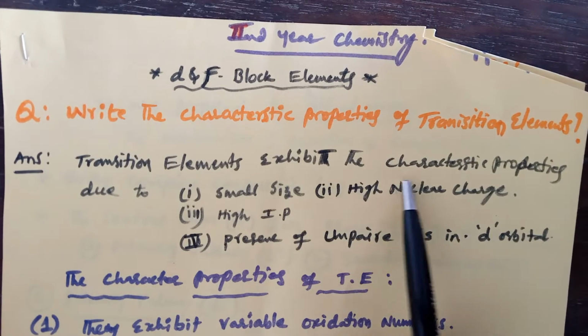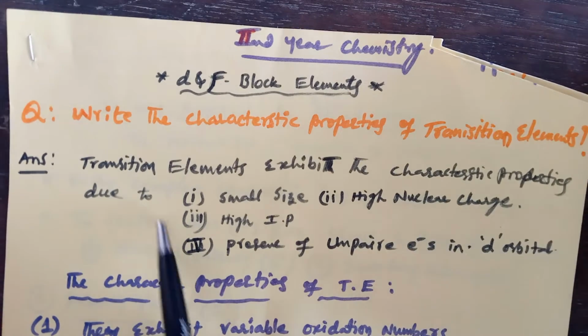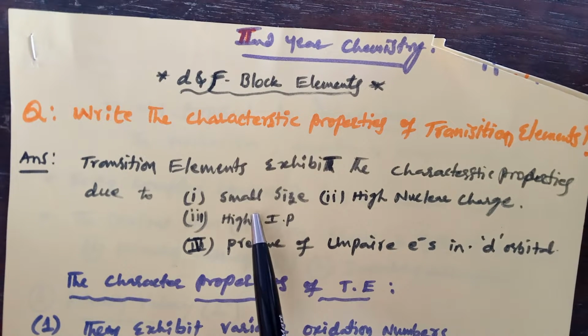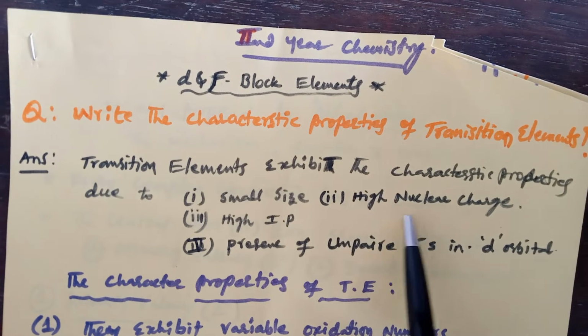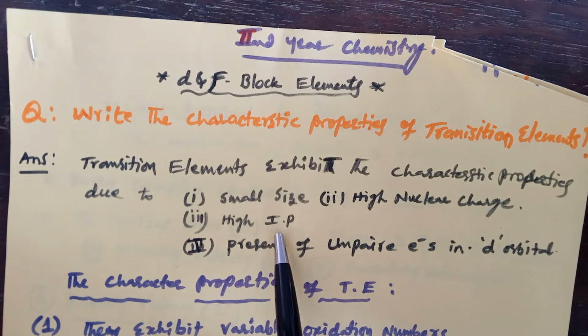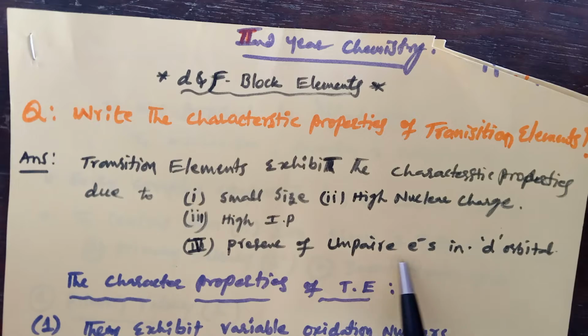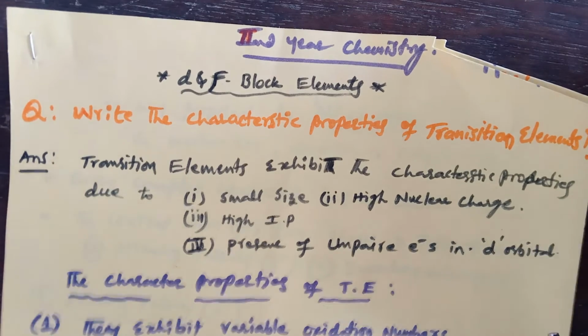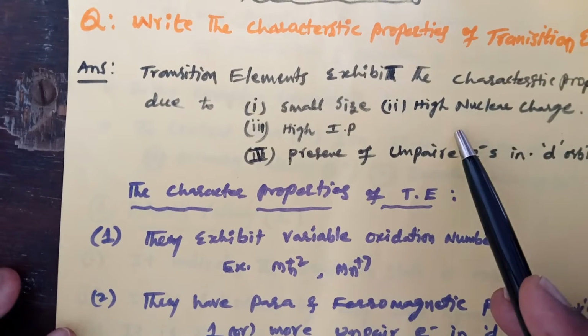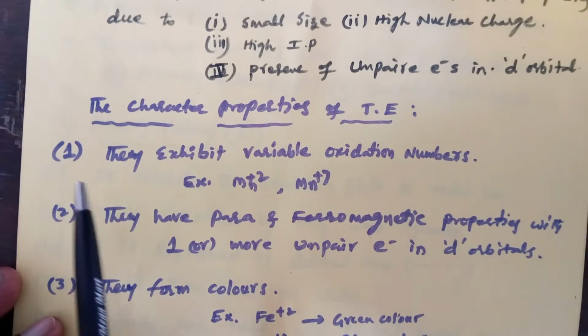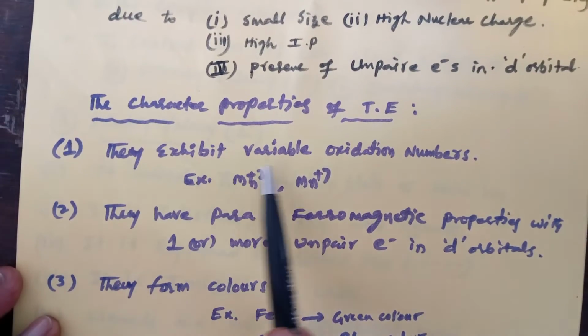Transition elements exhibit characteristic properties due to these four reasons: small atomic size, high nuclear charge, high ionization potential, and the presence of unpaired electrons in d orbitals. Due to these four reasons, the transition elements show the following characteristic properties.